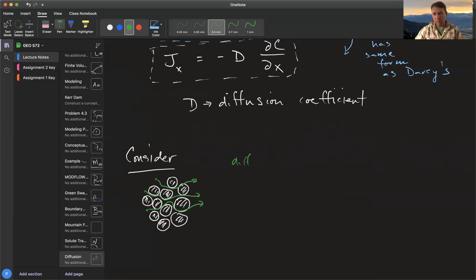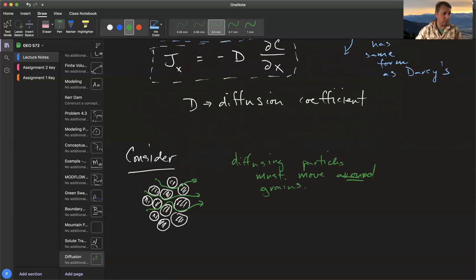So diffusing particles, and really particles moving by any method, but here we're talking about diffusion, diffusing particles have to move all the way around grains.